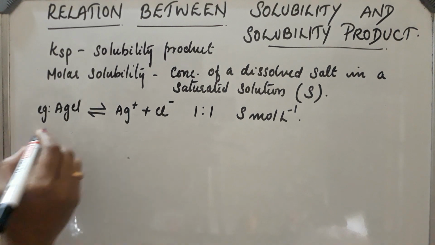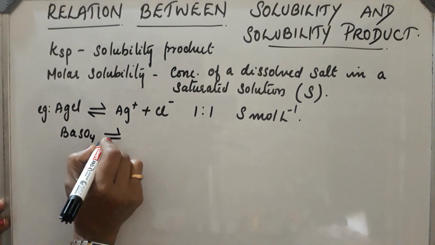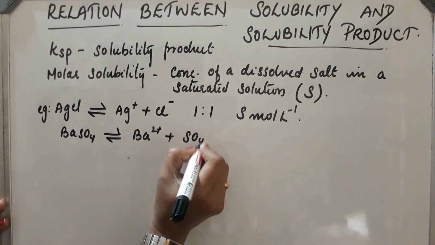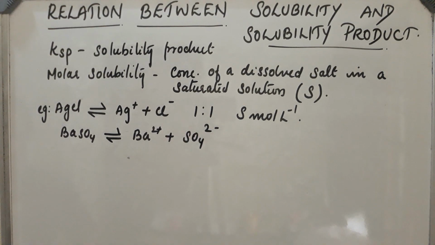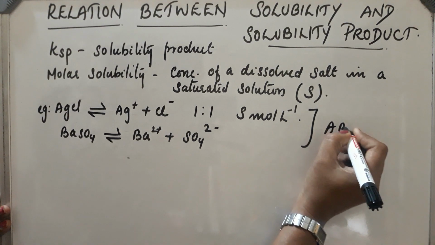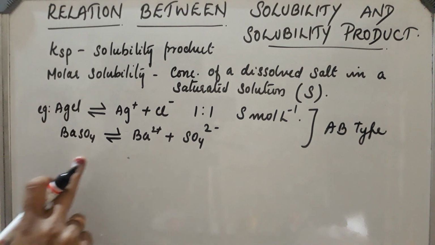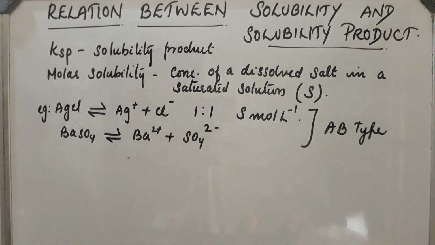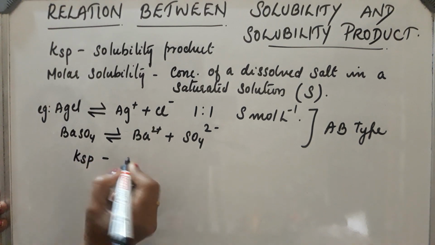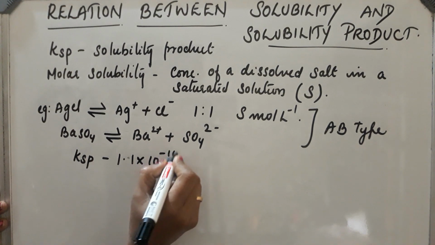Let us take another example, BaSO4. BaSO4 also ionizes as Ba2 plus and SO4 2 minus. These salts are AB type salts, which ionize in the ratio 1:1. The KSP of BaSO4 is a constant, 1.1 into 10 raised to minus 10.